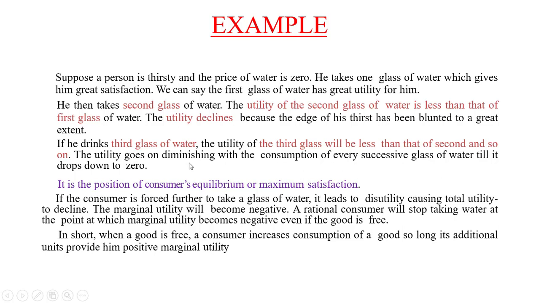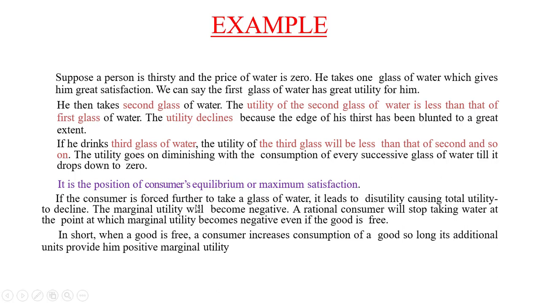Diminishing means it is going down, down, down with the consumption of every successive glass of water. Whenever you are drinking more and more glasses of water, the utility, the satisfaction, is going down, right? Successive means as long as you add glasses of water, your satisfaction keeps going down till it drops to 0. That means you cannot consume it anymore. It is the position of consumer equilibrium or maximum satisfaction. So this is the maximum satisfaction, when the marginal utility becomes 0.